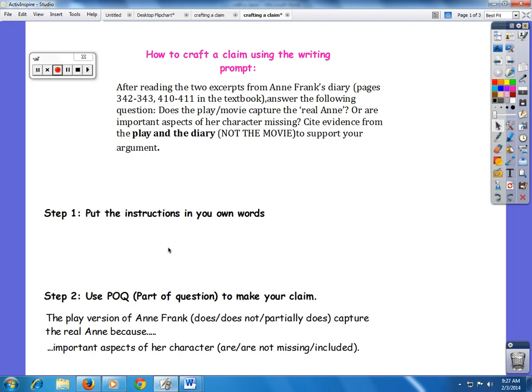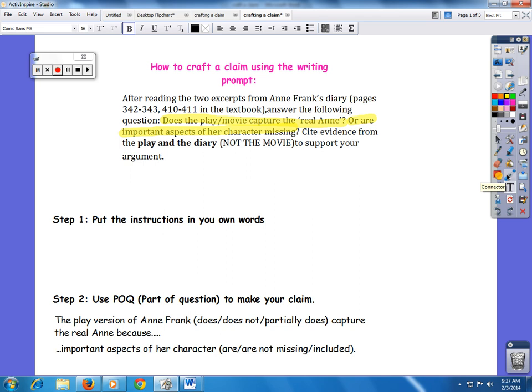Figure out what the question is asking you. Remember, this essay is not asking you to summarize the story. It's not what an essay ever asks you to do in 8th grade. So, how am I going to put this in my own words? So let's highlight what the essay asks me to do. Here's what it asks me to answer. Does the play movie capture the real Anne, or are important aspects of her character missing? That is what I need to answer in my essay.